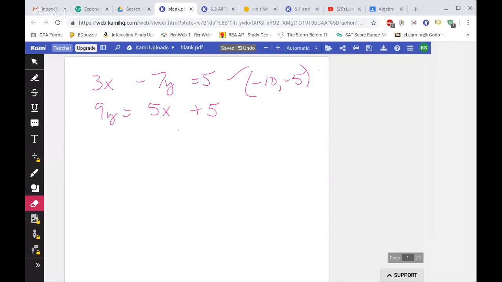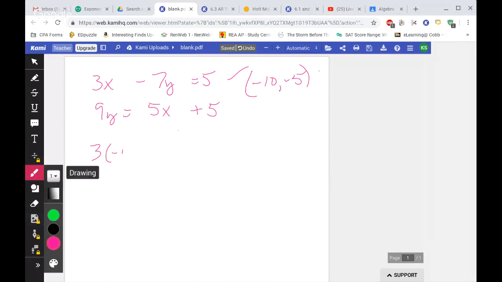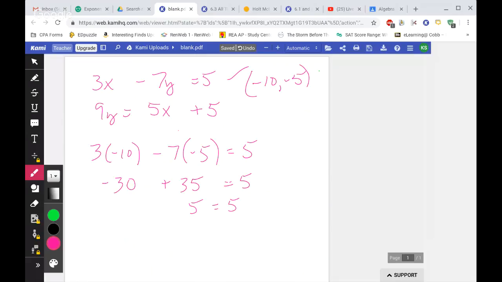Okay, so we'll plug in that first equation there, 3 times negative 10 minus 7 times negative 5 equals 5. Negative 30, negative 7 times a negative 5 is a positive 35. Negative 30 plus 35 is 5 equals 5. So that's true and that one checks.